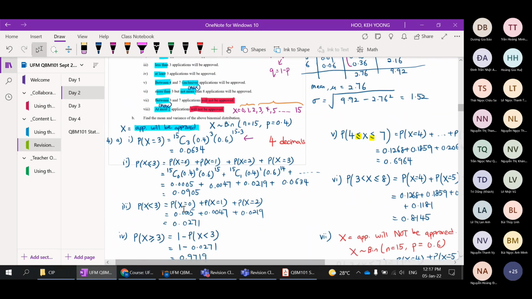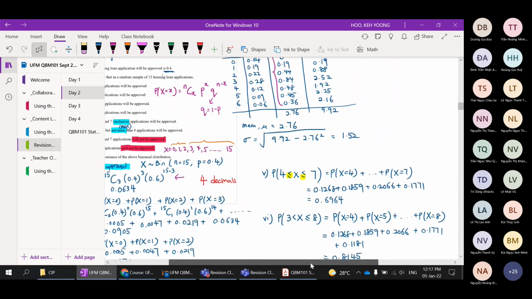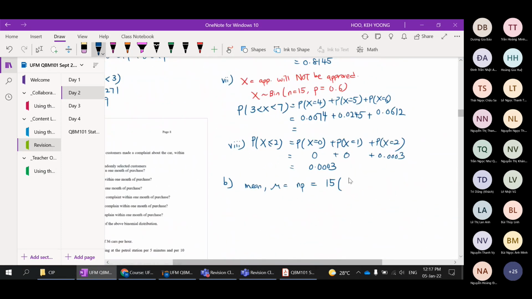The questions are for the above binomial, so we will use back the original p given. Let's say it's for approval. So mean for approve, use 0.4, which gives 6. Variance, the symbol is sigma square. Formula is npq. Answer 3.6.